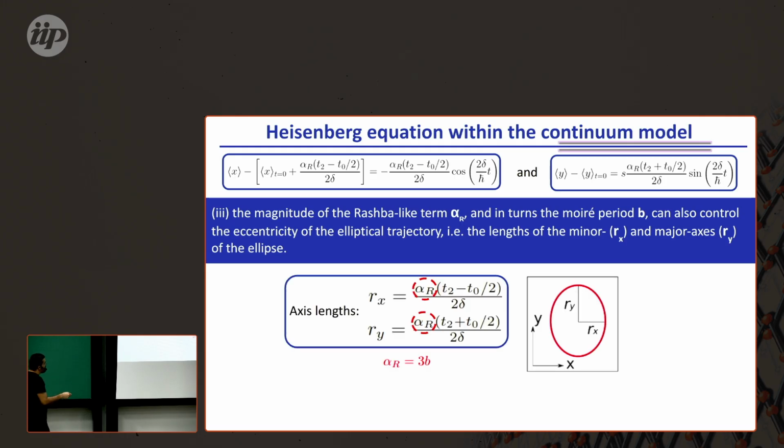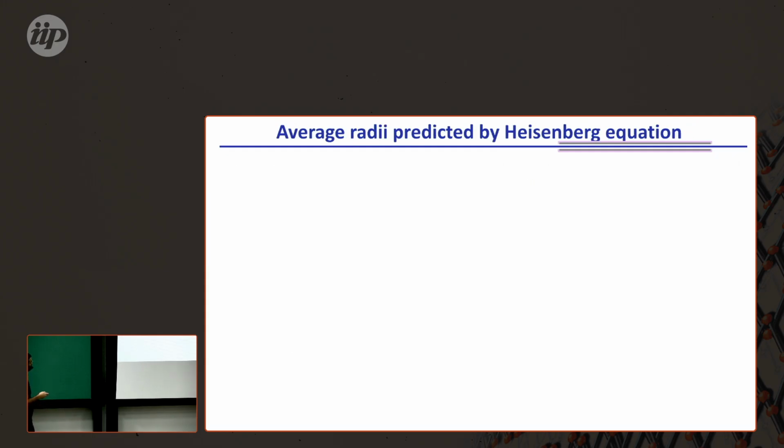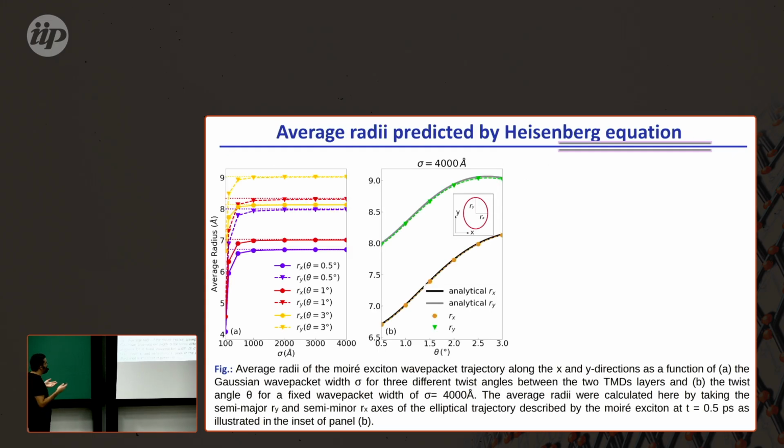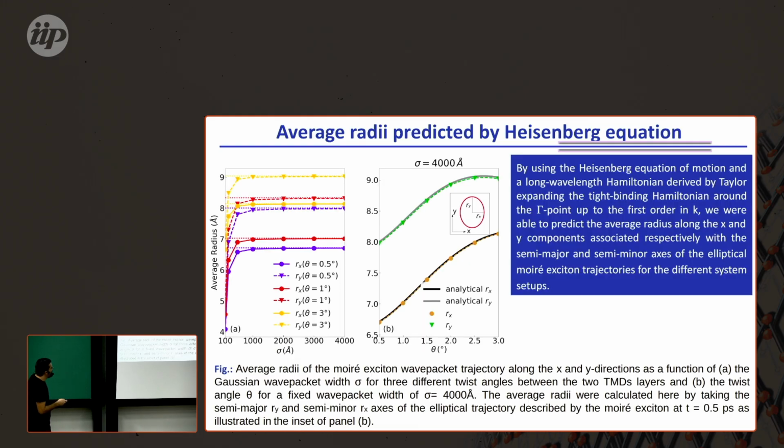And moreover, you can tune the size of the elliptical trajectory with our Rashba-like parameter. To confirm all those predictions, we use the Heisenberg equation and our split-operator wave packet propagation. Those dashed lines correspond to our prediction. And here you can see that for wave packets larger than 1,000 angstrom, the analytical solution matches really nicely with the numerical calculations.